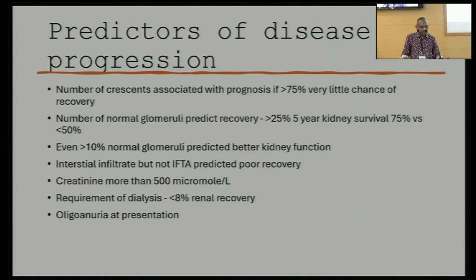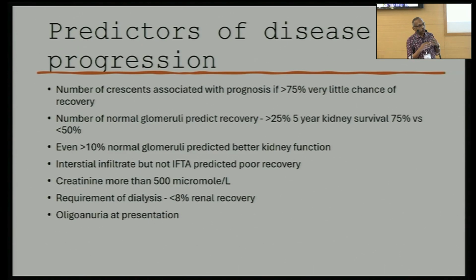And what are the predictors of disease progression? This is also very interesting, because it's different from usual glomerulonephritis. What is the number of crescents? If the number is more than 75%, you keep the immunosuppression minimal, because this patient is not going to gain the kidney back.